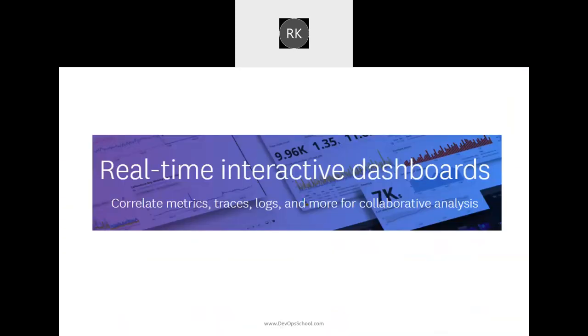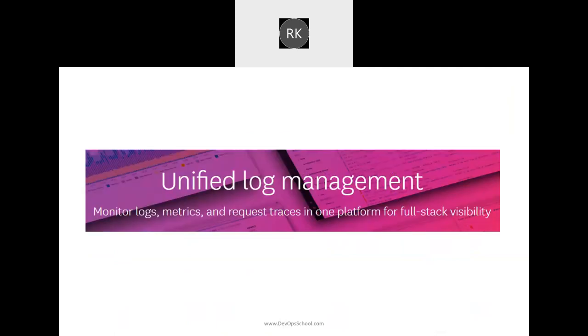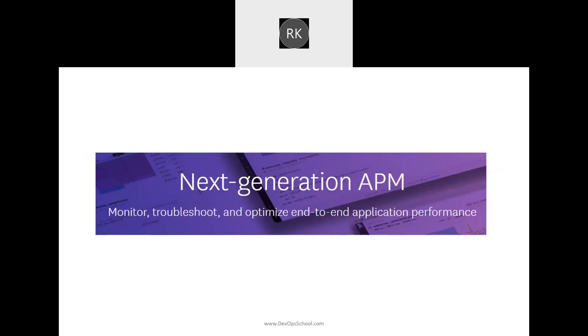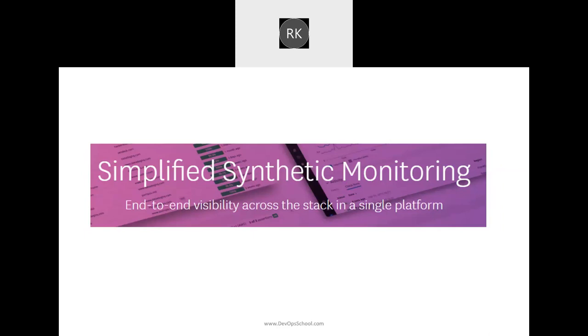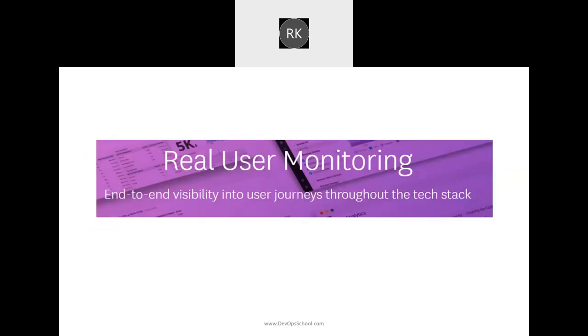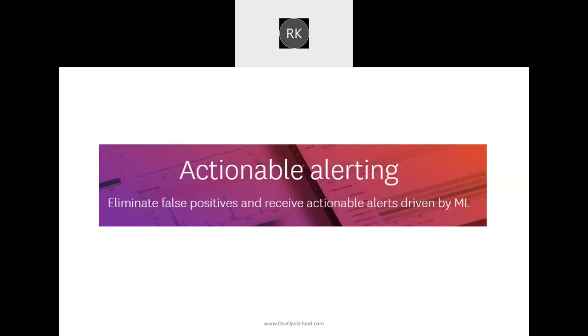You also have real-time interactive dashboards. You have unified log management and log monitoring, because you want to set up observability. Metrics is one thing, which we are talking about with agent, integrations, and dashboards; then logs. You have to capture the logs also, system logs and application logs, store them in one place and analyze them. You need a next-generation APM also, trace monitoring, to monitor, troubleshoot, and optimize end-to-end application performance. You need to master this too. And network performance monitoring, synthetic monitoring, real user monitoring also. What is synthetic monitoring?